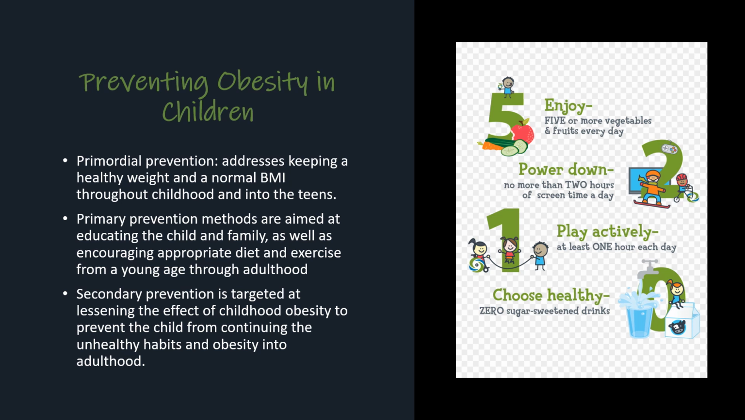There are 3 levels of prevention in dealing with childhood obesity. Primordial prevention deals with keeping a healthy weight and a normal BMI throughout childhood and into the teens. Primary prevention aims to prevent overweight children from becoming obese. And secondary prevention is directed toward the treatment of obesity so as to reduce the comorbidities and reverse overweight and obesity if possible.